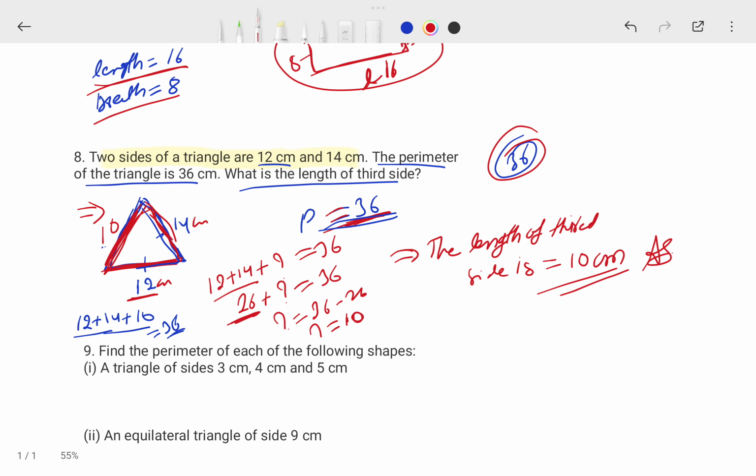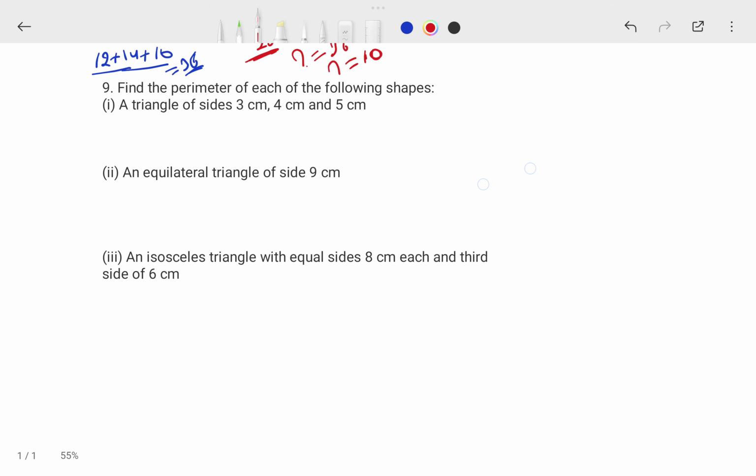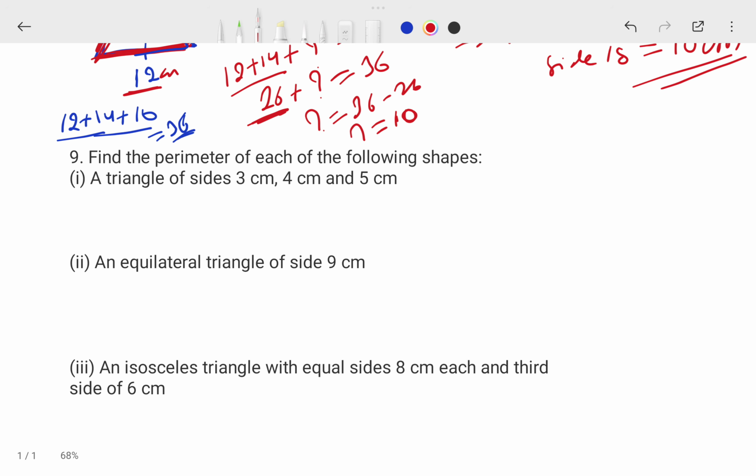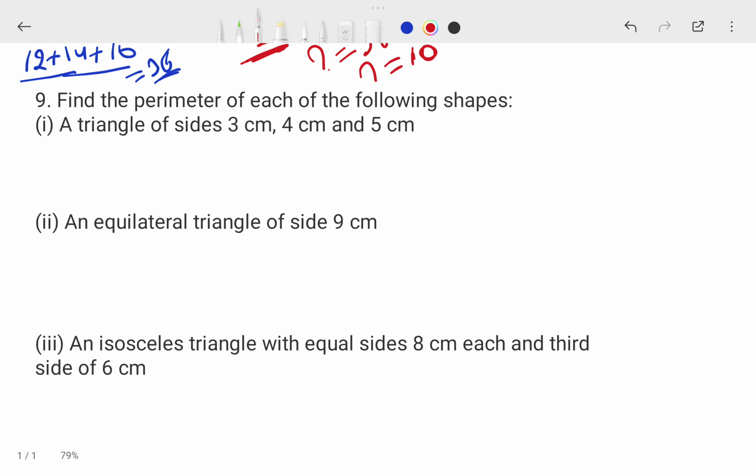Right, so if it is clear, then let's talk about this ninth question. The ninth question is very simple. Nothing is hard in this one. In the ninth question, it is telling us to find the perimeter of each of the following. It's given a triangle with sides 3, 4 and 5. So there is one triangle like that, and it is given 3 centimeter, 4 centimeter and 5 centimeter. We have to find the perimeter.